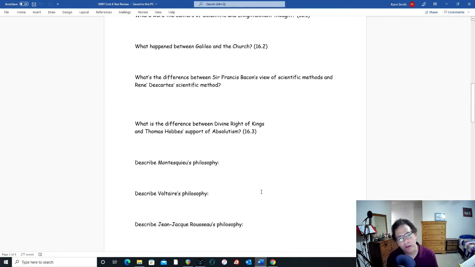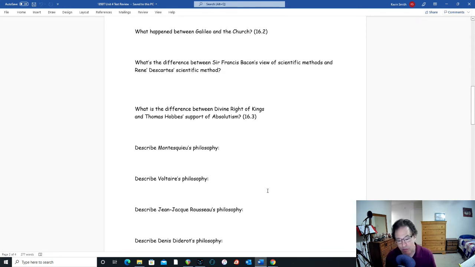So what's the difference between Sir Francis Bacon's view of scientific methods and René Descartes' scientific method? And like I said before, they both articulated competing scientific methods. Bacon believed in empiricism, also known as inductive reasoning, and Descartes believed in deductive reasoning. But I think we can pretty much conclude that Sir Francis Bacon's methods won out.